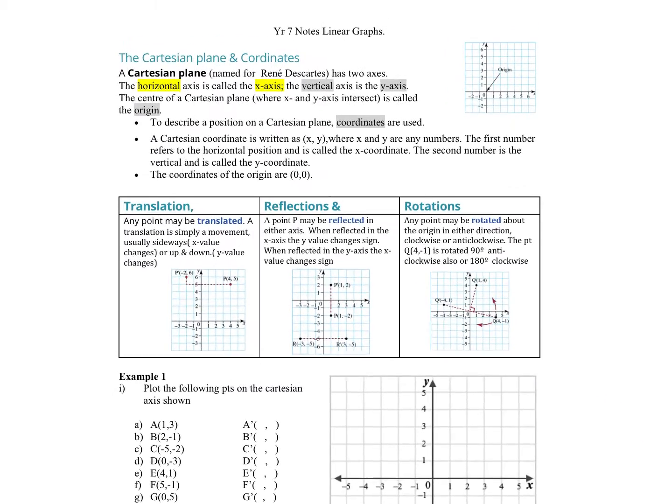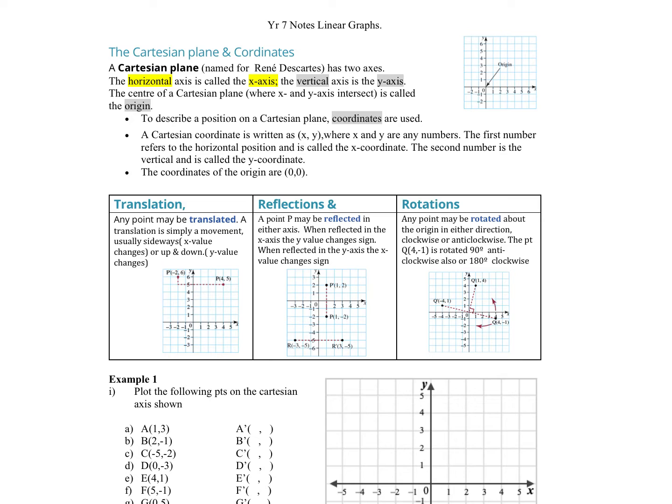Okay, so let's have a look at our linear graphs. I guess the first thing is a bit of terminology. Our linear graphs are drawn on what we call a Cartesian plane, named after a French mathematician, René Descartes. There are two axes on a Cartesian graph.